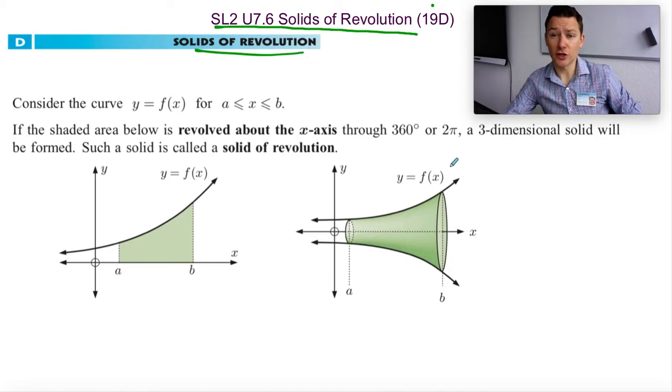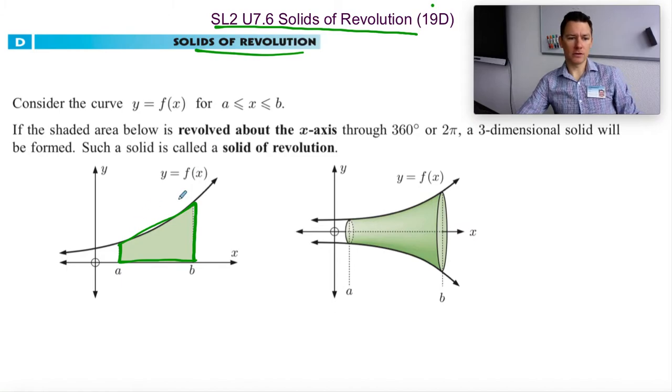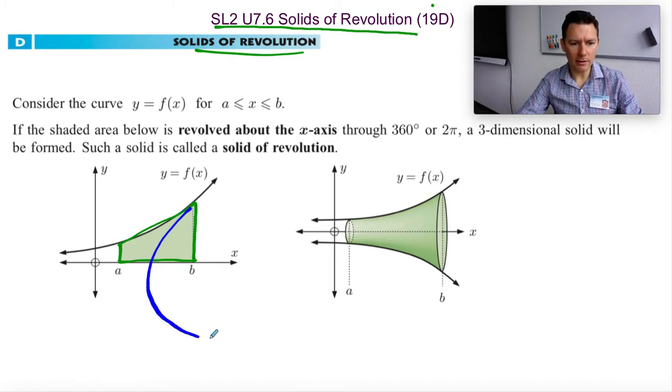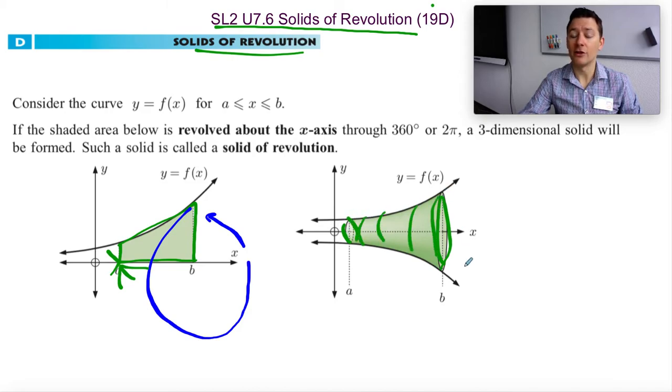Solids of revolution sounds like a great band name, but the idea is that you take an integral that you know and love. This is an area under the curve, and you spin it about the x-axis or whatever axis you like. I guess it would look like this, and then come around this side like that. And as you do that, it spins and makes a solid here. And the idea is that we want to calculate the volume of that solid using some calculus.